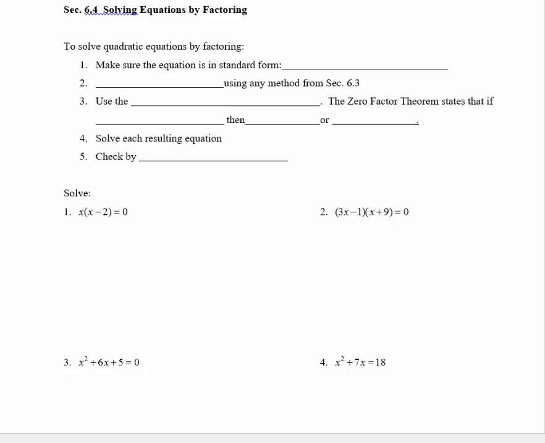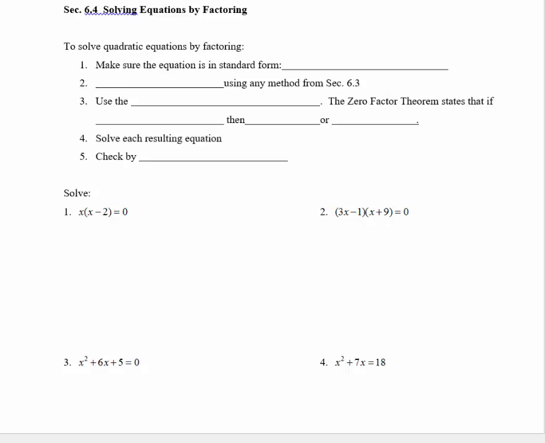Section 6.4, Solving Equations by Factoring. In the last section, Section 6.3, we learned all kinds of ways to factor. In Section 6.4, we're now going to solve. Very different things, but solving does involve factoring.